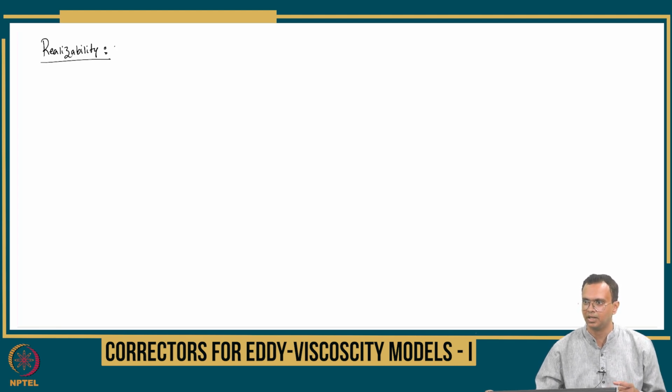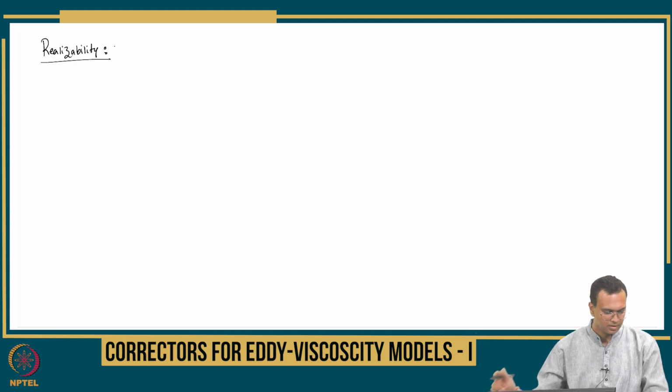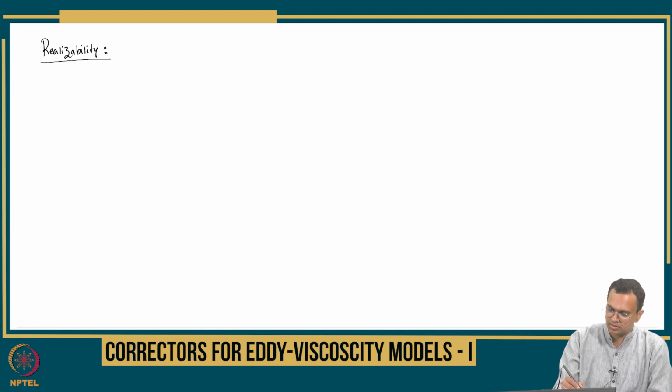So let's say you already implemented a model which is giving you some unphysical results, then what is that little bit of thing that you can implement in the code which can help to make it realizable? Okay, so in that way you don't have to implement a new model, right? We saw that there are many realizability conditions, and one thing was normal stresses staying positive, right?